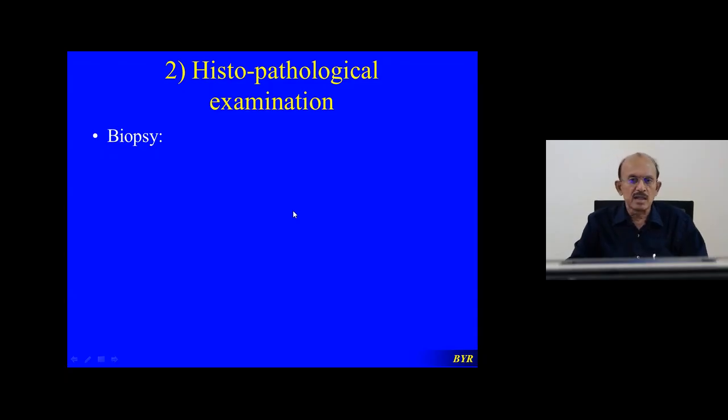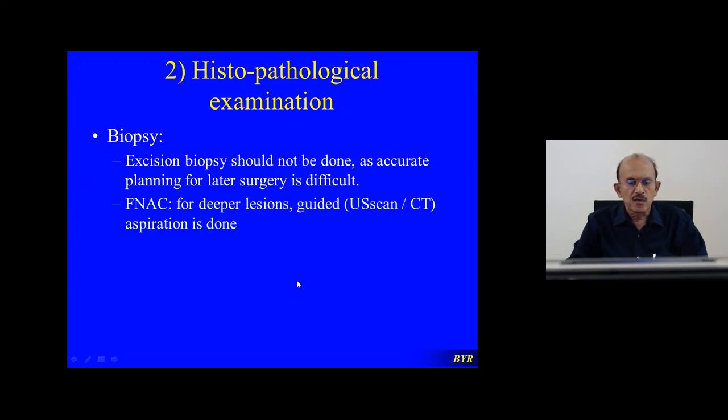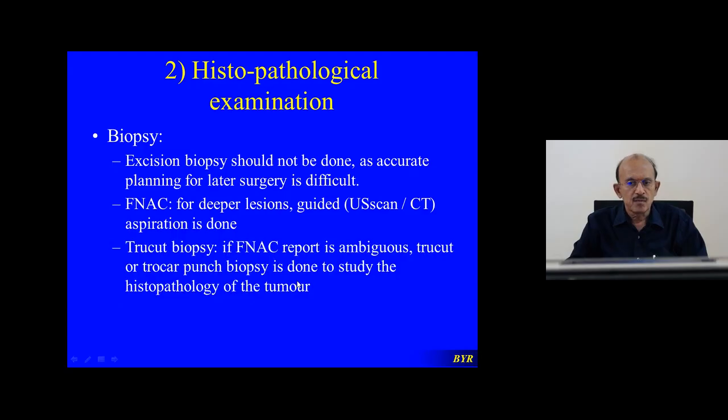Then histopathological examination. Biopsy: excision biopsy should not be done as accurate planning for later surgery is difficult. FNAC for deeper lesions; guided aspiration is done. True cut biopsy: if the FNAC report is ambiguous, true cut or true cut punch biopsy is done to study the histopathology of the tumor.